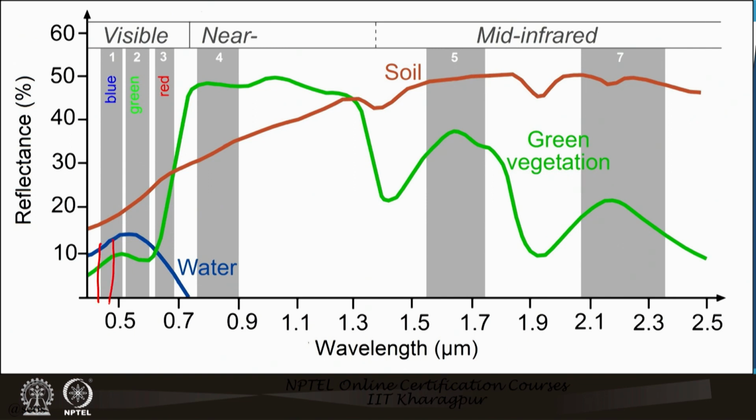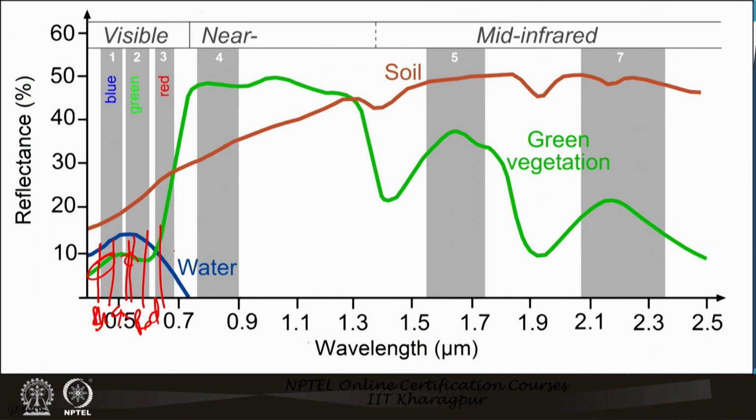So, if we look at vegetation in this, let us say this is a blue band, this is a green band, and this is the red band. Now when you look at the blue, it has a very low reflectivity. In the green band, it has a little amount of reflectivity. In the red band, it comes down. The reflectance is only 10% or even less.